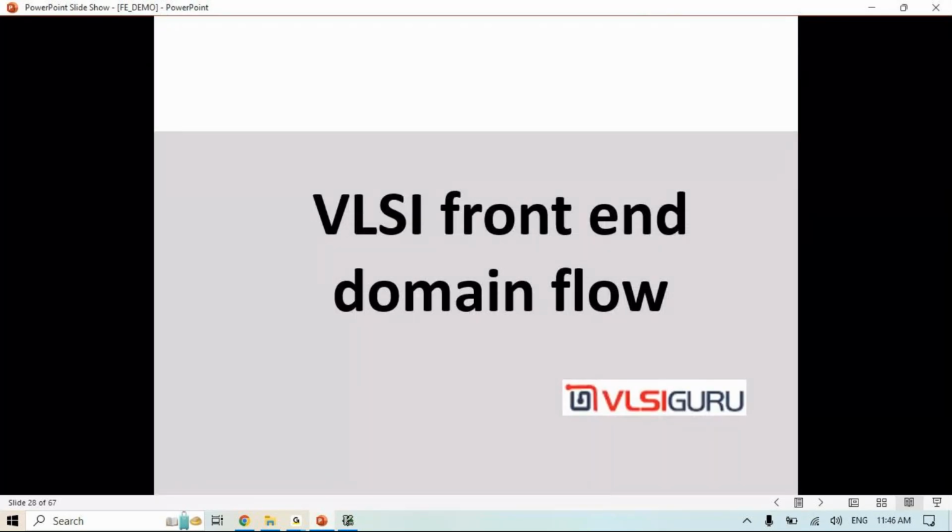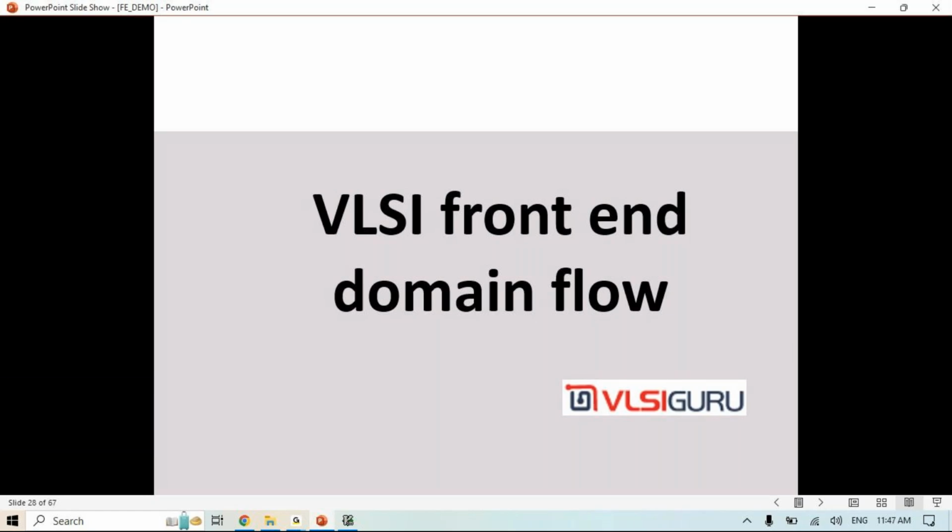Now let us briefly talk about VLSI front end domain. Okay, let me revise again. In VLSI, how many major domains are there? Categories are there? Two: front end domain, back end domain. Front end domain starts with requirements till the time we do verification and basic DFT. Back end domain starts with what? Synthesis, ends with post silicon validation and then packaging.